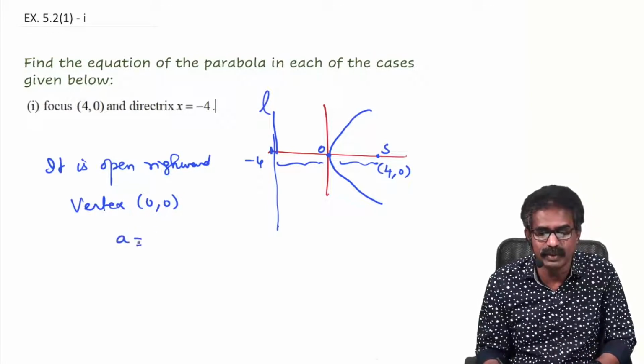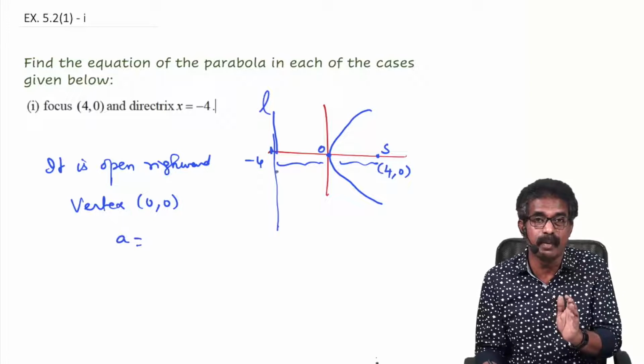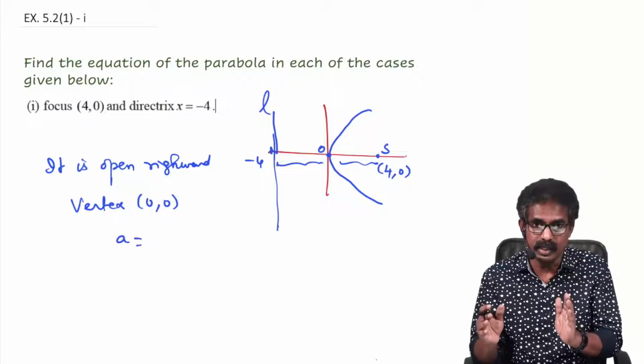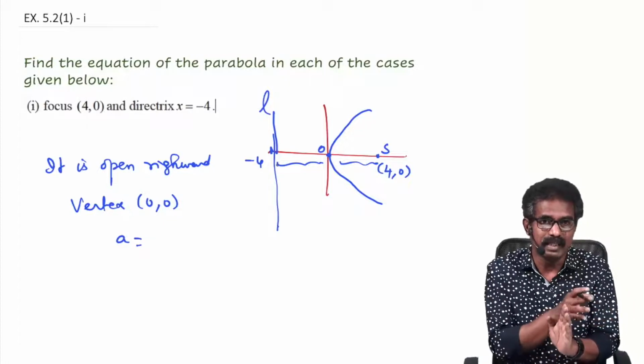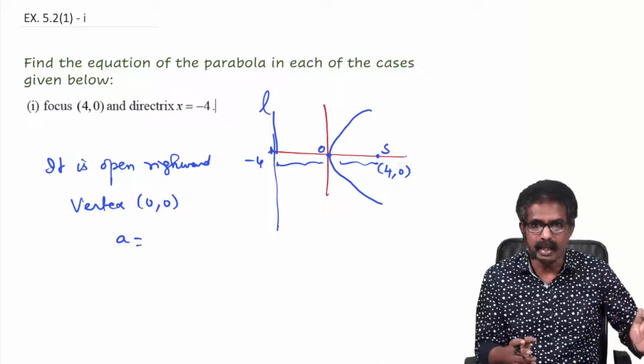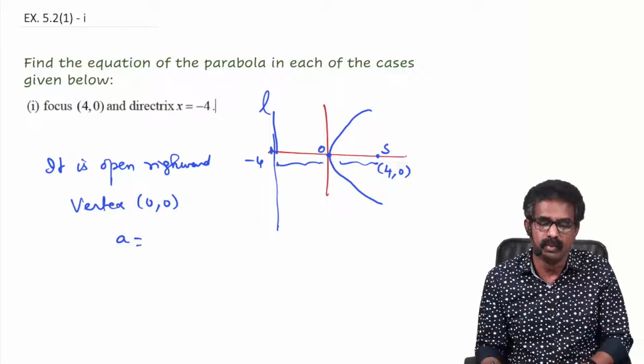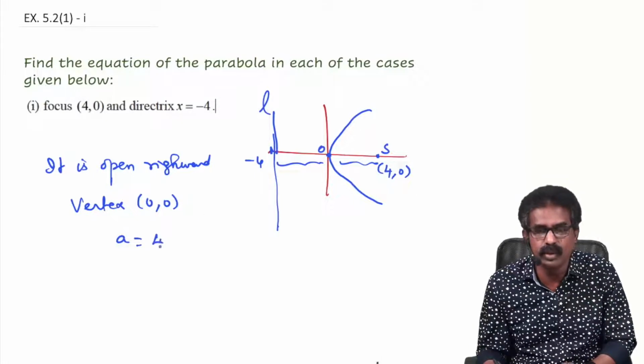And a value, a is the distance from vertex to focus or vertex to directrix. So don't take minus a because distance cannot be negative. The point is minus a, but the distance is what? 4 units. So a equal to 4. So you know all these things.